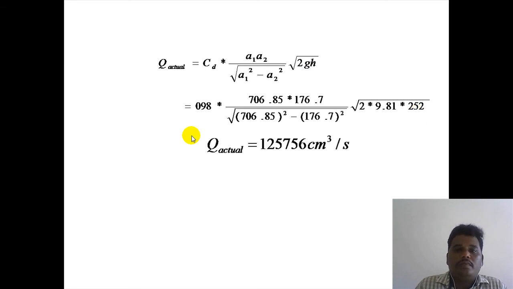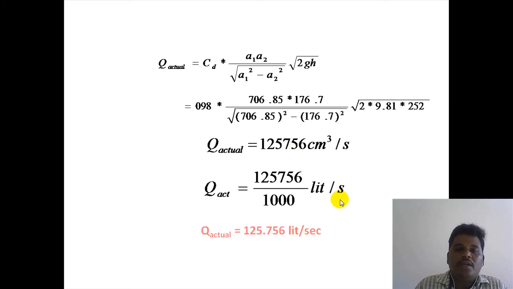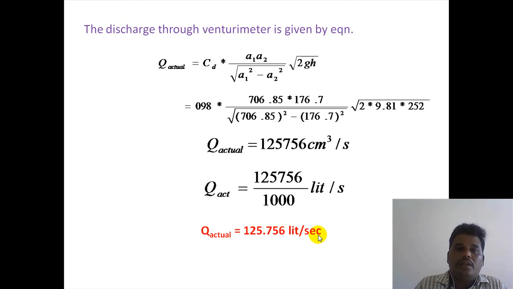Now Q actual is equal to 125756 centimeter cube per second. Dividing by 1000, we get it in liters per second. Q actual is equal to 125.76 liters per second. So the discharge of the Venturi meter is Q actual equal to 125.76 liters per second.